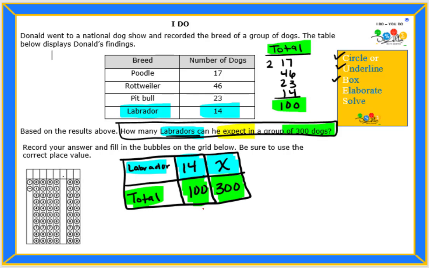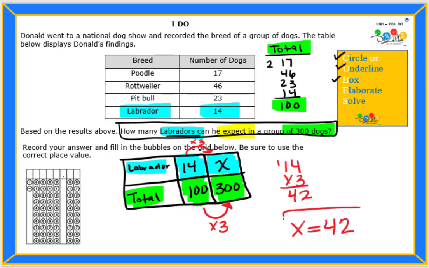Can you see one? That's right. 100 times 3. There's a factor of 3. So we have 3 times as many dogs, so we should have 3 times as many Labradors. So if we did 100 times 3 to get 300, we can do 14 times 3 to get X, the expected number of Labradors. So let's go ahead and multiply 14 times 3. And that gives us 42. So X equals 42.